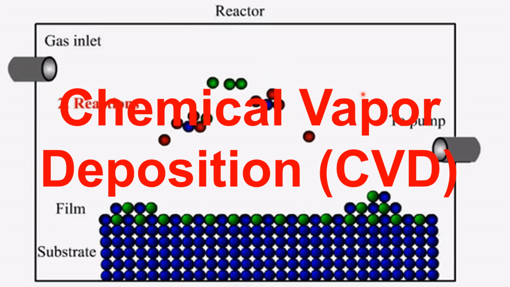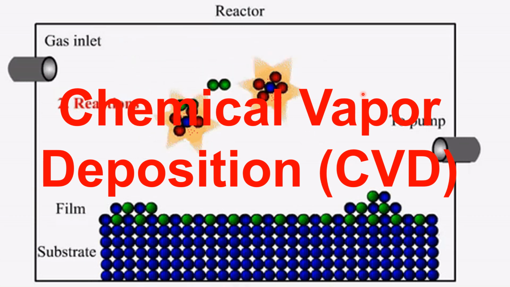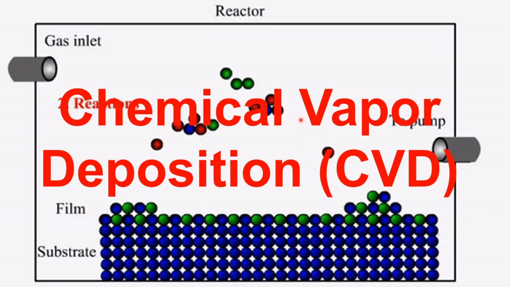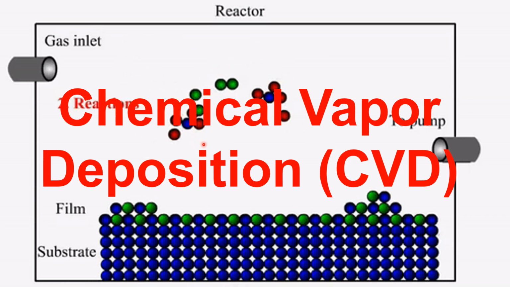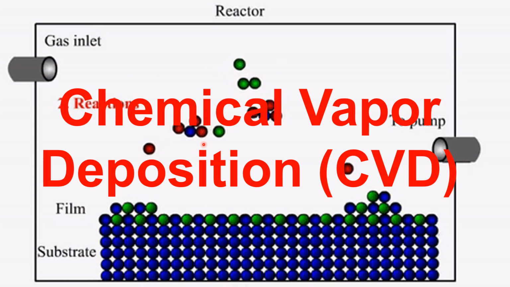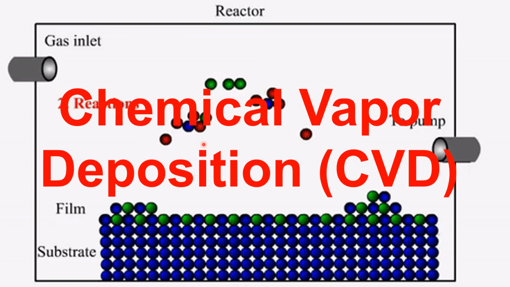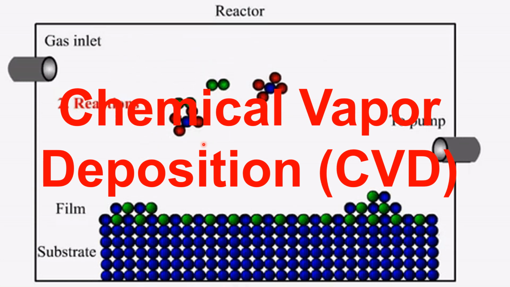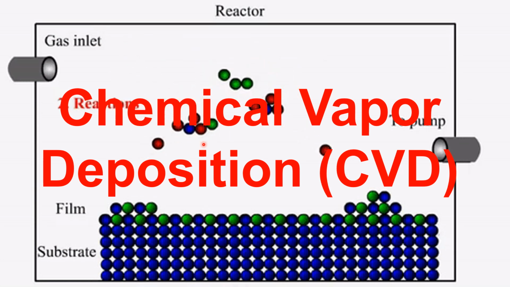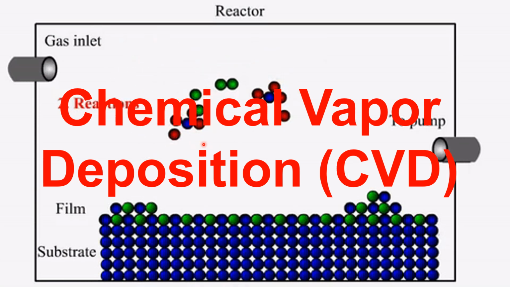So this means that chemical vapor deposition is a core technique of the microelectronic industry, nanoelectronic industry, nanoscience and nanotechnology, material science and material engineering, and even it is a core deposition technique used in biomaterials and biotechnology.